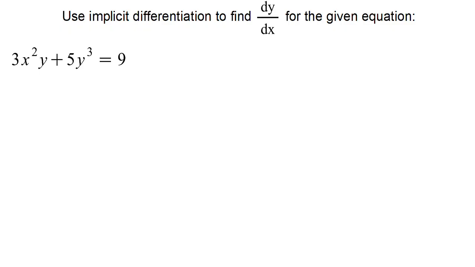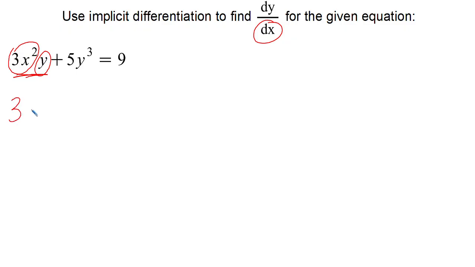Since we're trying to find a derivative with respect to x, every time we take a derivative of the y terms, we have to add the dy/dx to it. That's the implicit differentiation part. It's the chain rule. So we'll start with 3x squared y, and we'll note that that is a product of 2 different things, 3x squared and y. So we'll have to use the product rule for it.